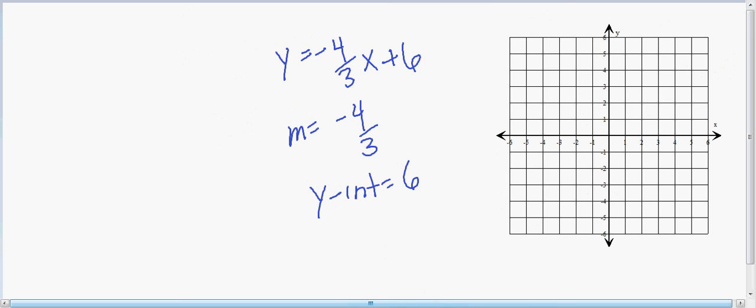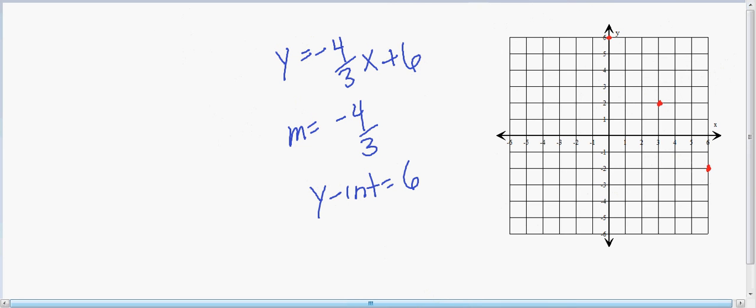Then I want to graph this. So to graph it, what I'll do is I'll start with the y-intercept. Since it's 6, on the y-axis I'll put a point at 6. And then my slope tells me to go down 4, so that'll take me down to 2, and right 3 to get another point. And then I'll do that one more time. Down 4, right 3 to get another point. So those are my 3 points.